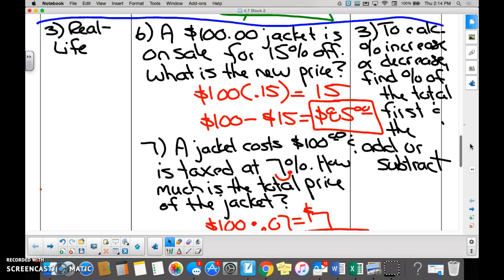Going the other way. The jacket is $100. It's taxed at 7%. Minnesota doesn't tax jackets, but North Dakota does. So let's imagine we're in North Dakota. Let's imagine the tax rate is 7%. Jacket costs $100. 7% tax. We calculate 7% of 100 and we add.